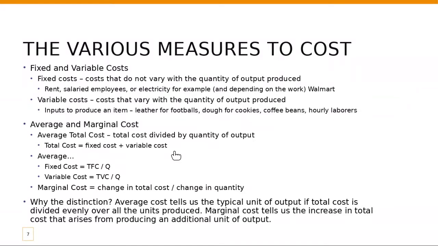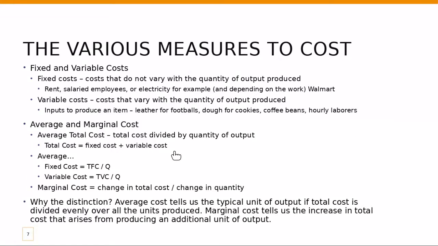In contrast, variable costs are costs that do vary with the quantity of output produced. Inputs to produce an item, for example, leather for footballs, dough for cookies, coffee beans, hourly laborers. These are things that as you make more output, the prices and cost have to go up. A good example, if we want to go back to renting an apartment, your water bill is a variable cost. The more water you use, the more you pay.